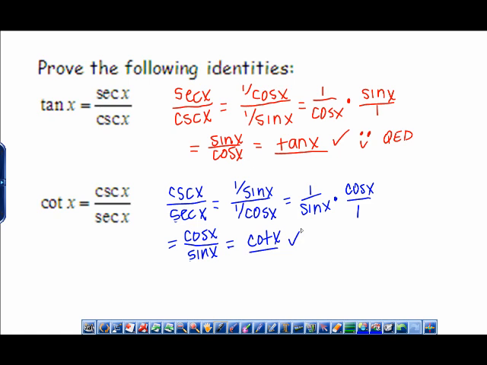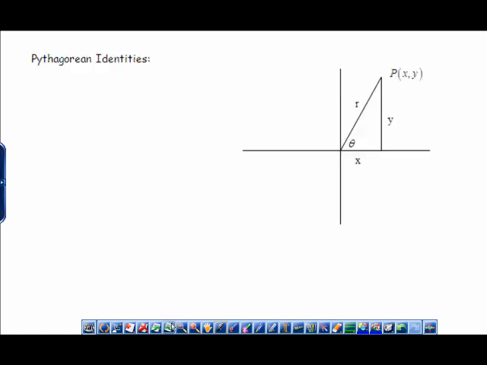We proved it. Some proofs are as simple as this. They do get a little bit more complicated, so let's come up with some more identities.